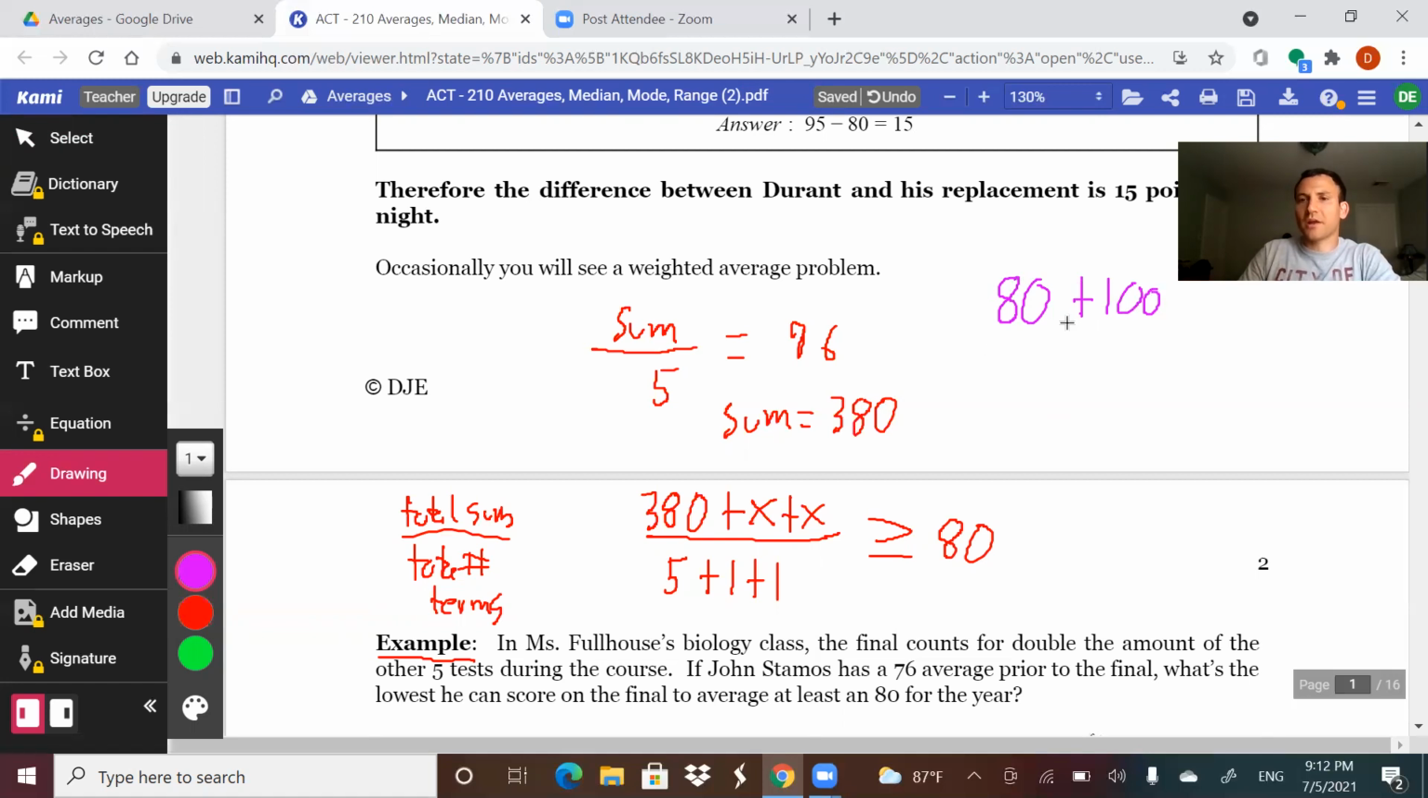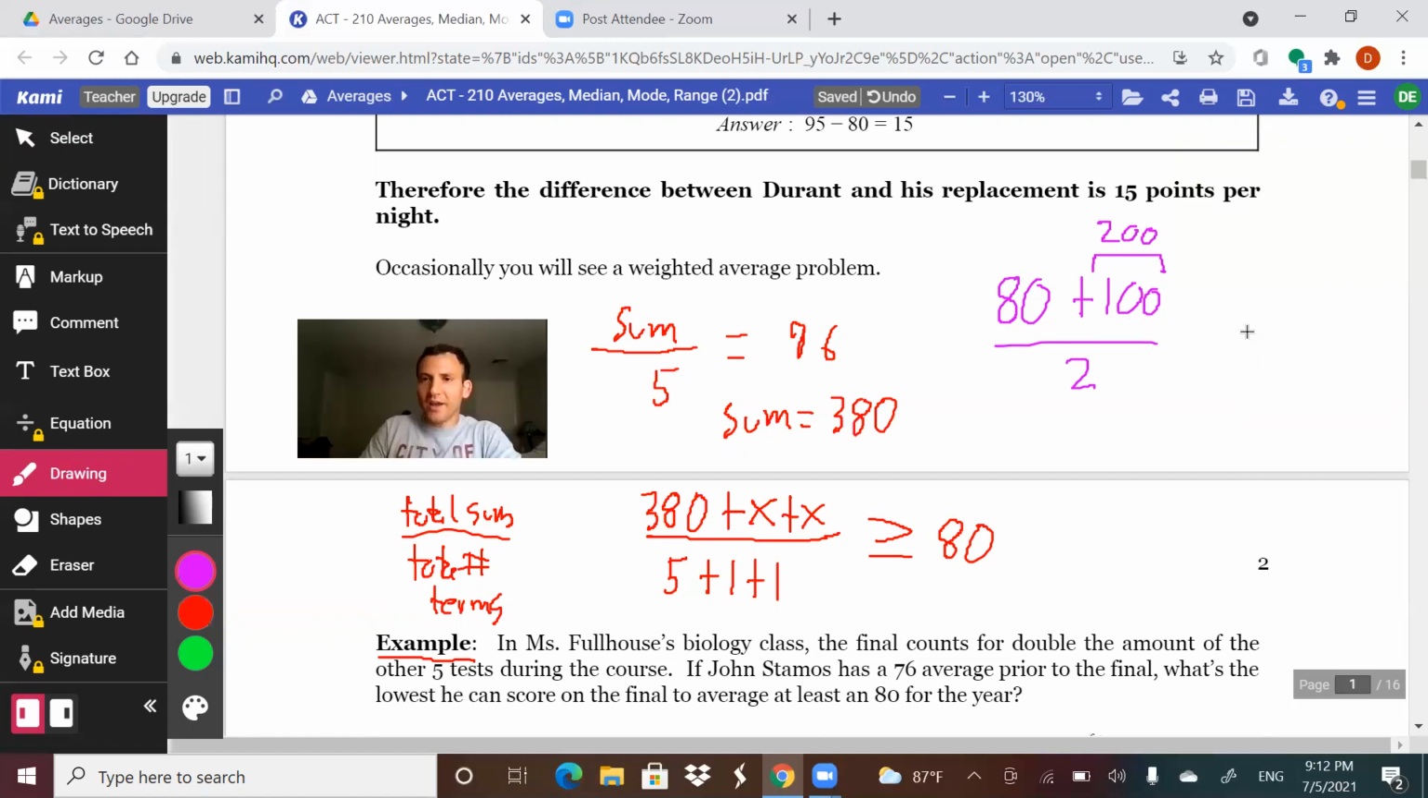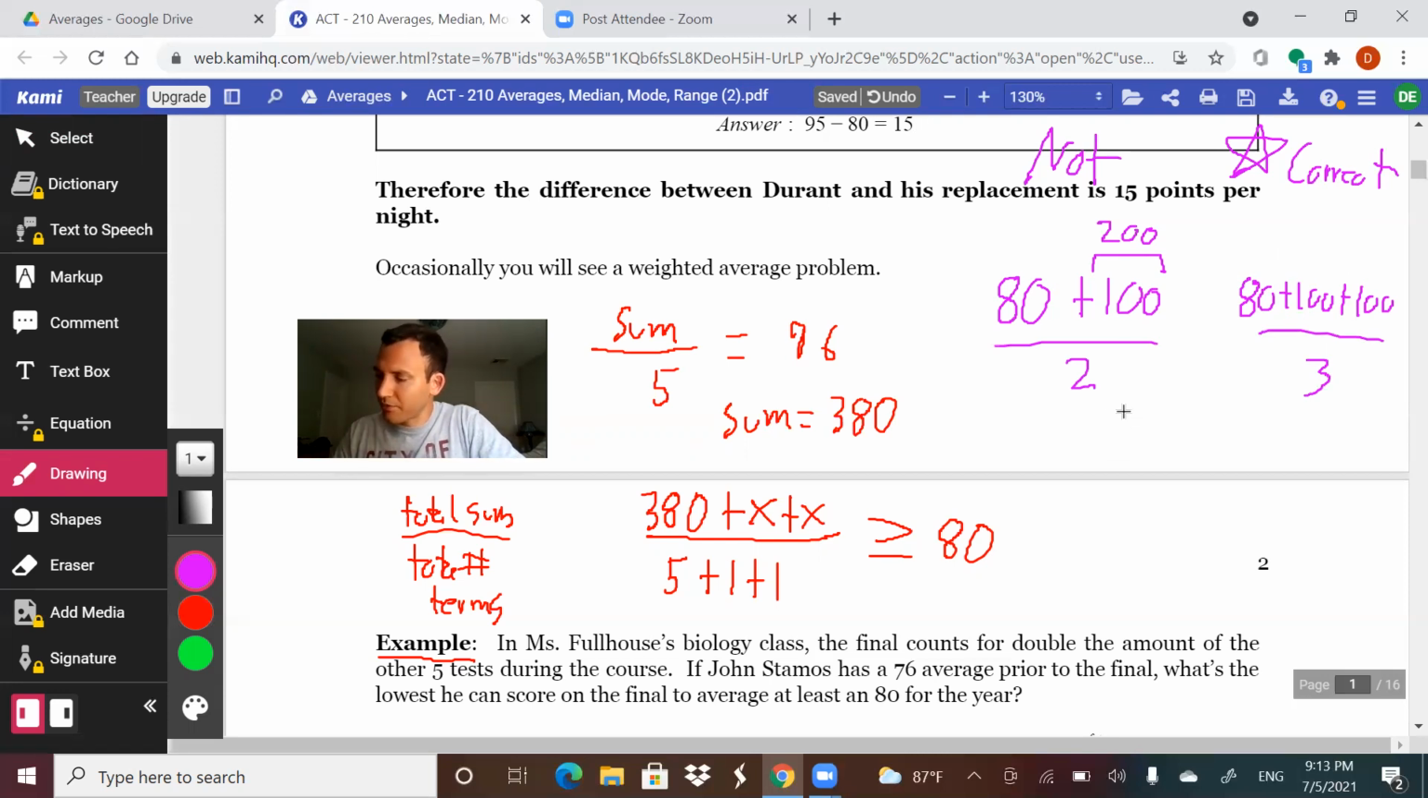So the question you may be asking is, why don't I just call this 200, because it's double, and divide by 2? Why do I have to divide by 3 if the test counts as double? Why not this? And why is this one correct? The reason you go 80 plus 100 plus 100 divided by 3 is, if you think about it, on this one I'd have 280 divided by 2, which is 140.